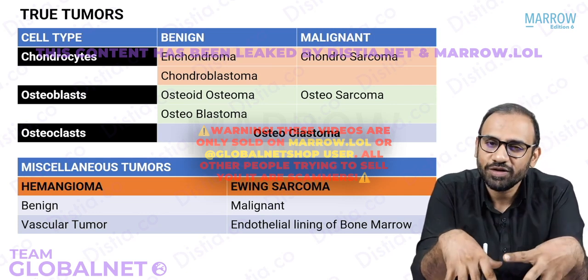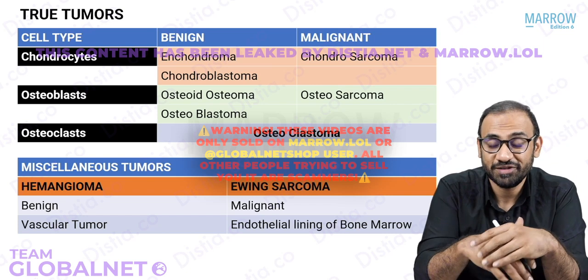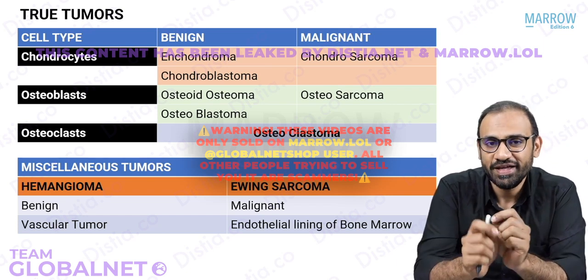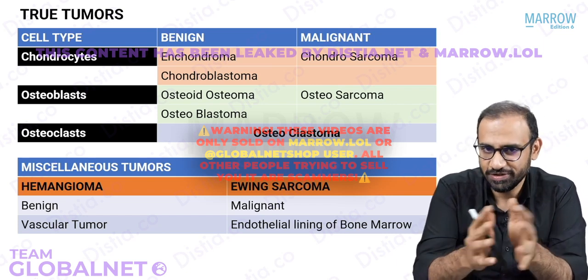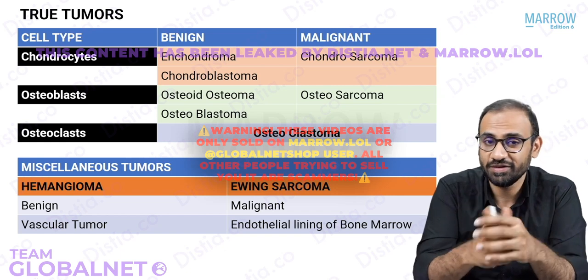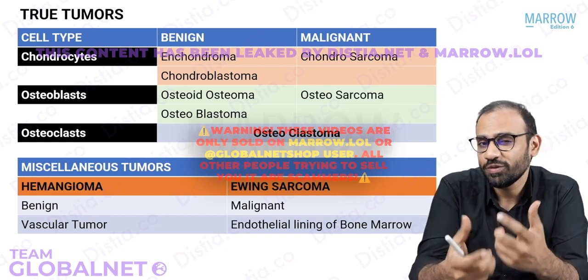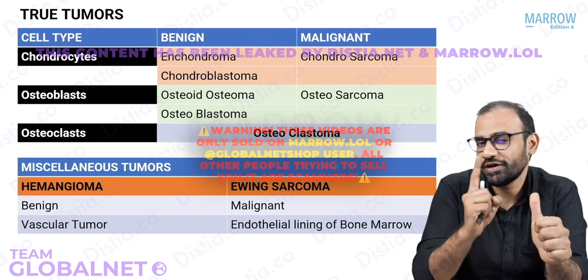Now, how is this helpful? How is this classification helpful for us? Trust me, it is very helpful, and I'll tell you why. See, if you know the cell of origin or the predominant cell of the tumor, what else do you know about it? Number one, you will know what you will find on the biopsy.